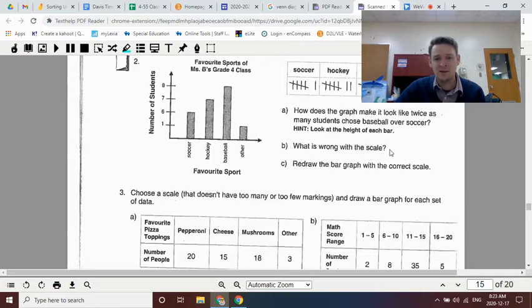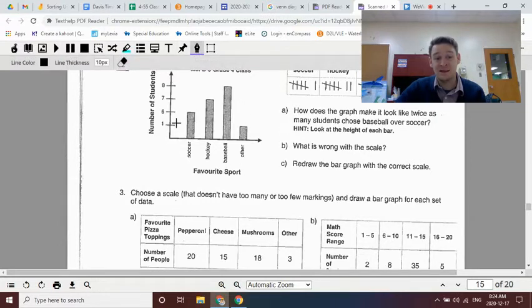Here it says, what's wrong with the scale? So this graph has something wrong with the scale, and it's affecting how the data looks, because baseball, we had 8 students enjoying baseball and 6 students enjoying soccer. But if you look at the graph, it looks like twice as many people like baseball. So that's weird. What's going on in the scale that's making our graph results look weird? Okay, that's what you're looking at for question B.